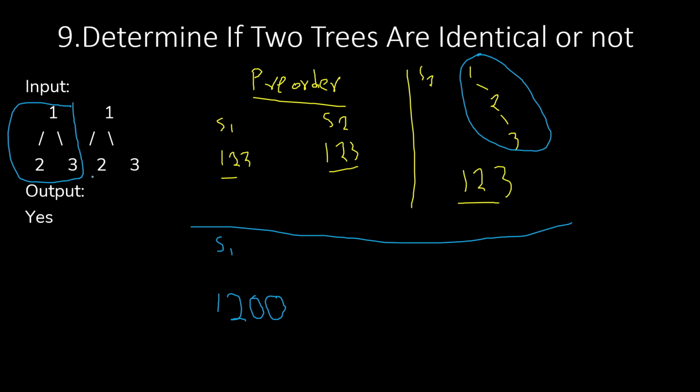After that, the right side of the whole tree is 3 here. Then again, the left element is 0 because there is no value, and when there is no value we will add a 0 there. 1 2 0 0 and 3 0 0. This is the output for S1.